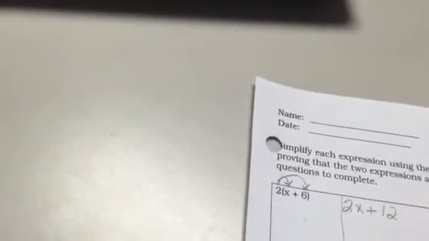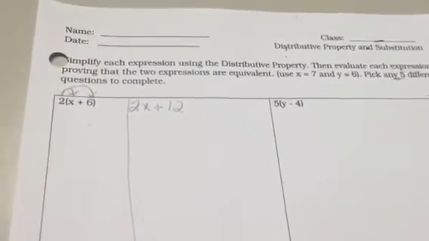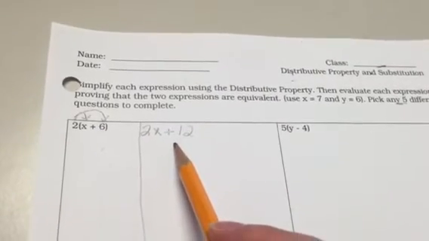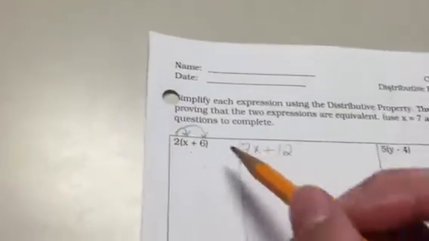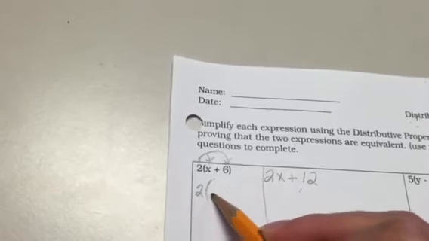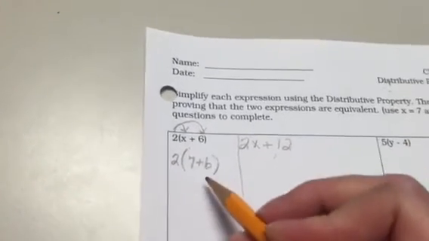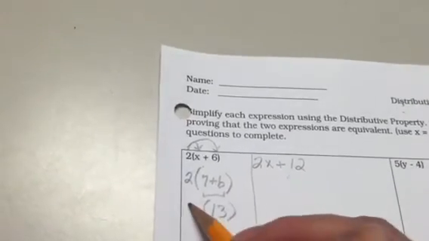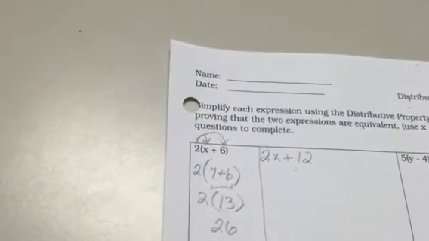Then I'm going to split my box in half, because we need to prove that whether I substitute into the first expression or the new expression, I get the same answer. So if I substitute into the first expression, 2 times, in place of x, I'm putting a 7. And then I'm going to solve. Parentheses first tell me 13 times 2. 2 times 13 is 26.